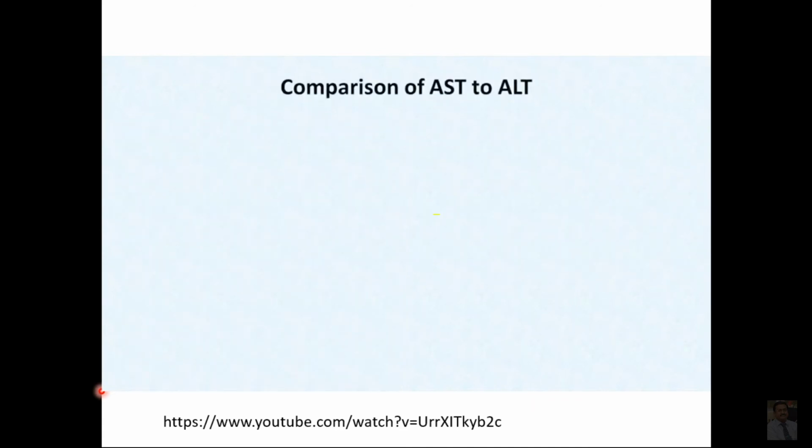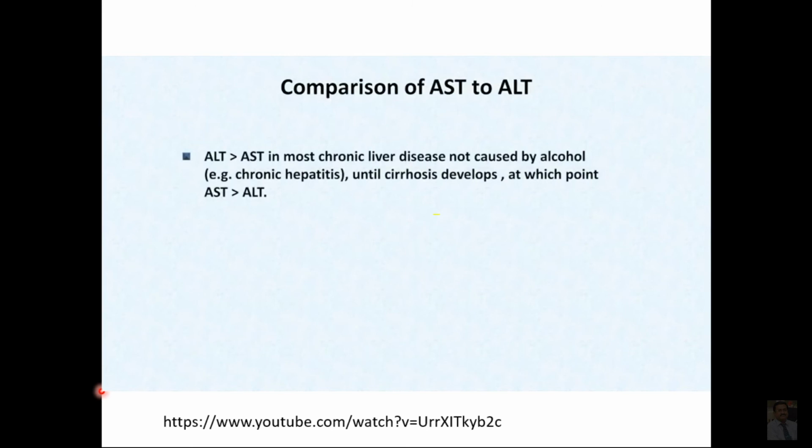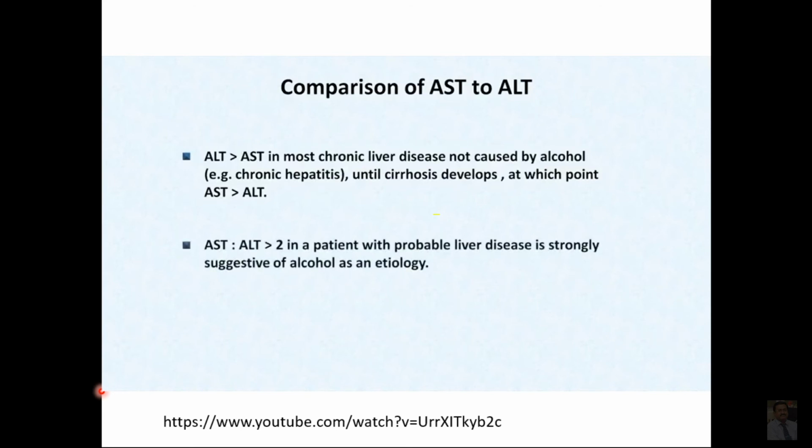Let's take a look at how elevations in AST and ALT compare to one another in different disease states. ALT is usually greater than AST in most chronic liver disease that is not caused by alcohol, unless cirrhosis develops, at which point AST becomes typically greater than ALT. I don't know of a specific study in which relative increases in AST versus ALT are used to screen for when a patient with chronic hepatitis has developed cirrhosis, but to me it seems to be potentially something to look for. And an AST to ALT ratio above 2 in a patient with probable liver disease is strongly suggestive of alcohol as an etiology. The explanation as to why this happens is a little complex and beyond the scope of this video.